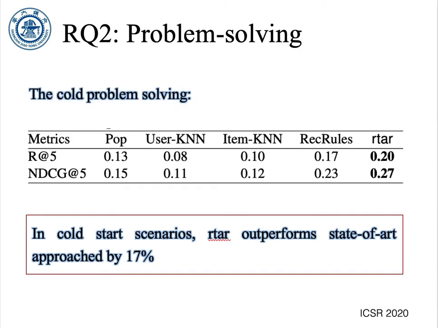The second research question is: has Atar solved the cold start problem, the repeat consumption problem, and the conflict problem when recommending the TAP rules? Firstly, Atar achieves good results in cold scenarios, indicating that leveraging the knowledge graph helps alleviate the cold start problem.